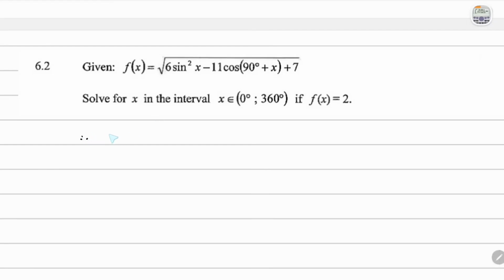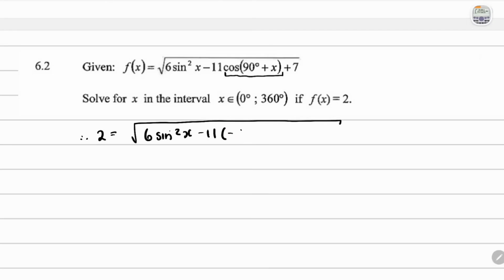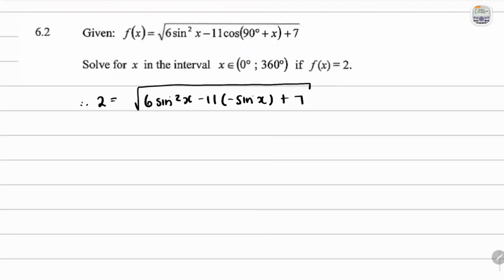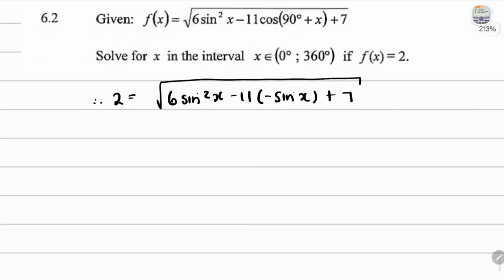So this now becomes 2 is equal to the square root of 6 sine squared x minus 11. Now, this is cos 90 plus x. And the cofunction for this would be negative sine x. So this becomes negative sine x. And then we have plus 7. It's the only one that becomes negative, the cos 90 plus. So we still have a root, which will be a problem eventually. So we might as well just square both sides now already to get rid of that.